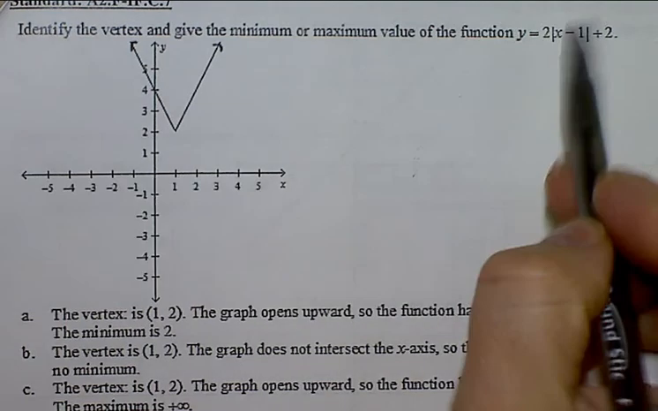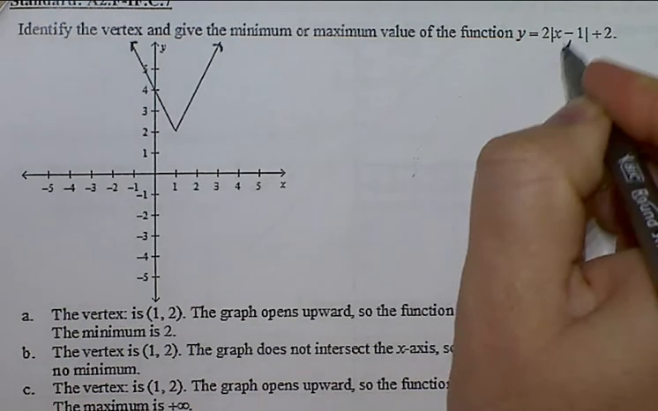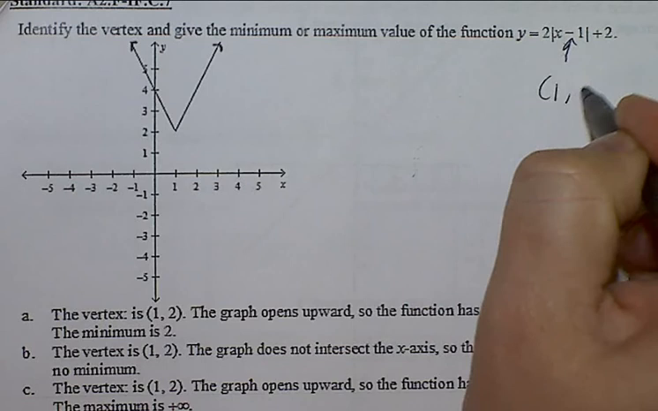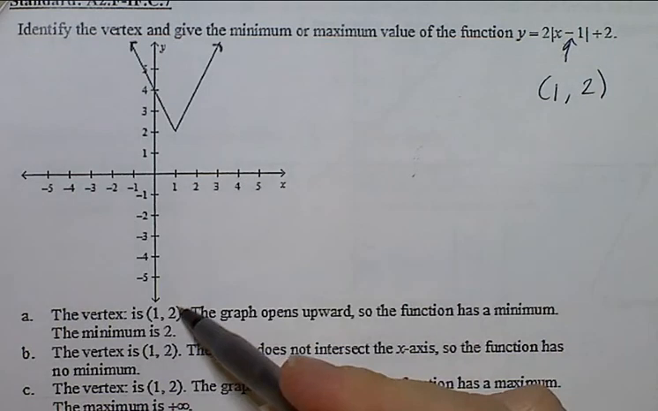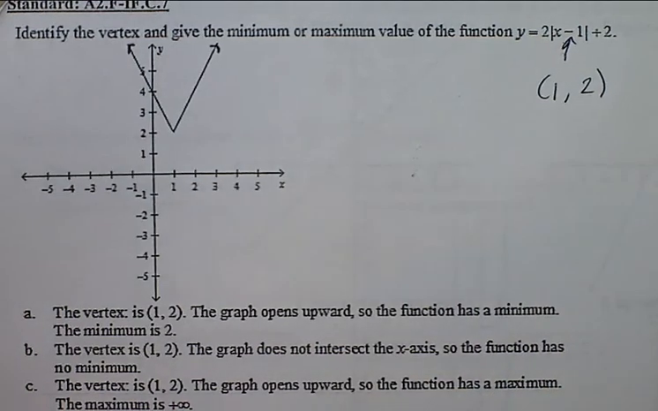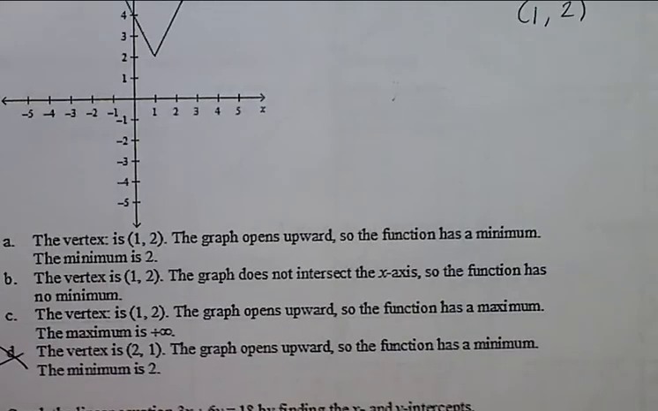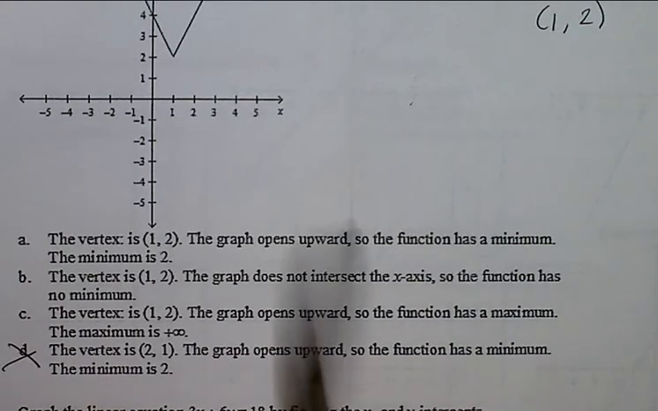I know the vertex is always opposite of the inside, so it's +1. Keep the backside 1, 2. I look at my options, so I can cancel out option D. Option D is not correct. And then I have to read. I can see it opens up.